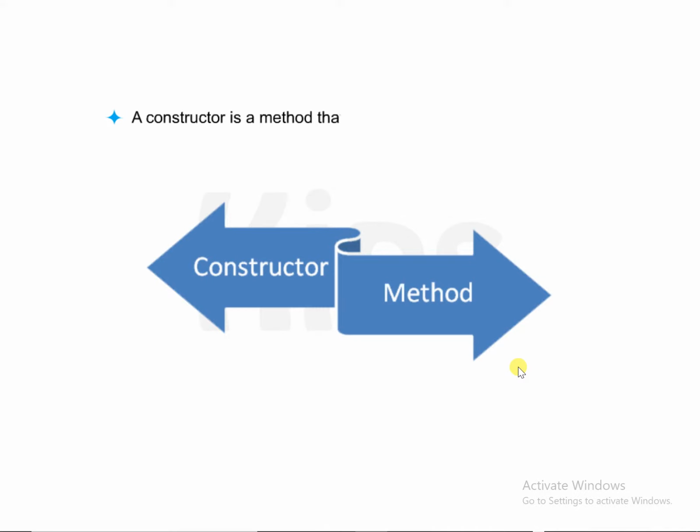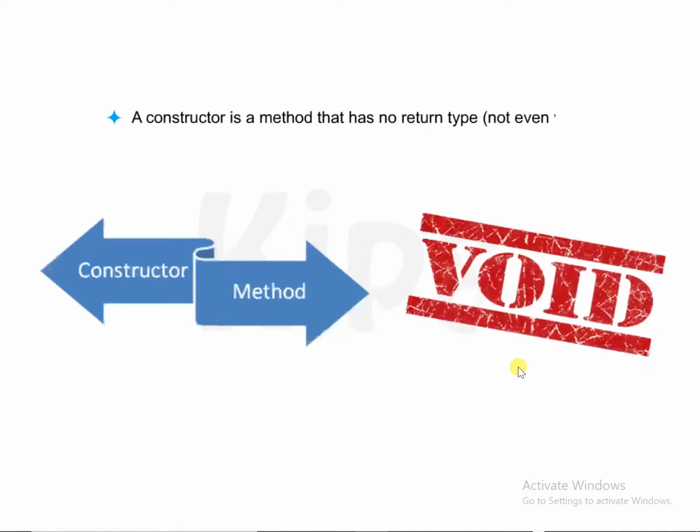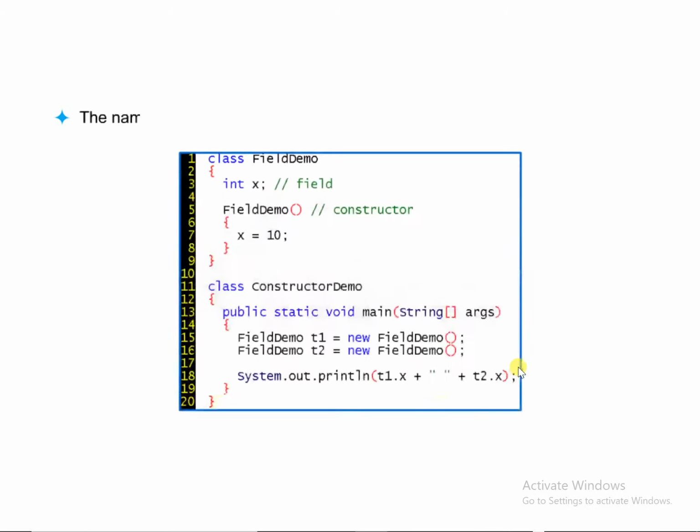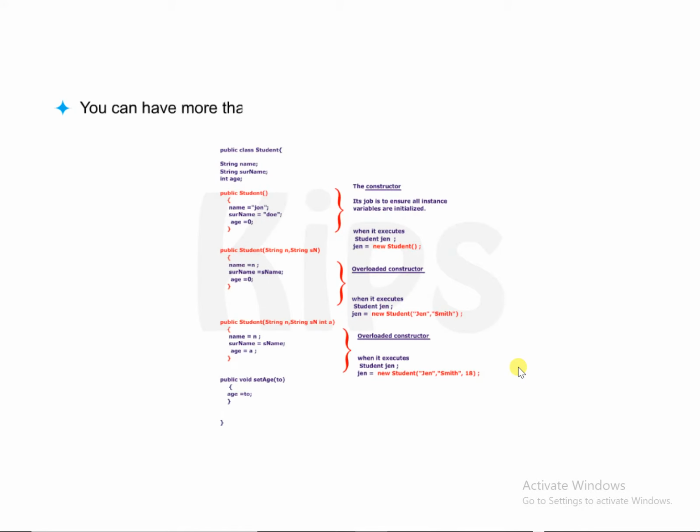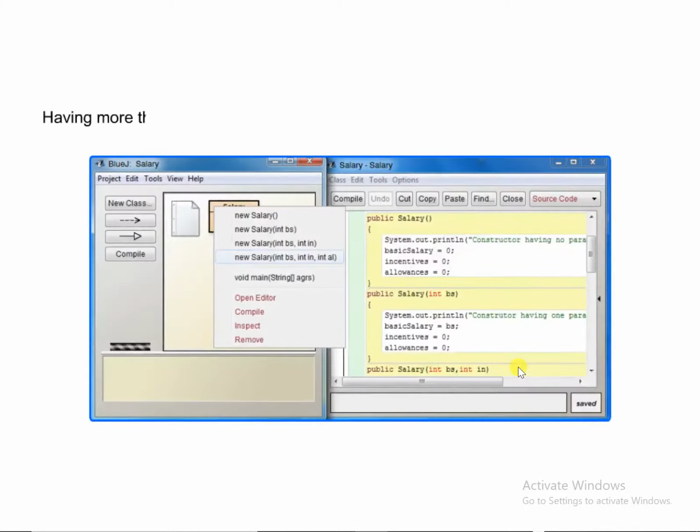The main features of constructors are: a constructor is a method that has no return type, not even void. The name of a constructor is same as that of the class name in which it resides. A constructor is automatically called on object creation. You can have more than one constructor in your class as long as the argument lists are different. Having more than one constructor in a class means you have overloaded constructors.